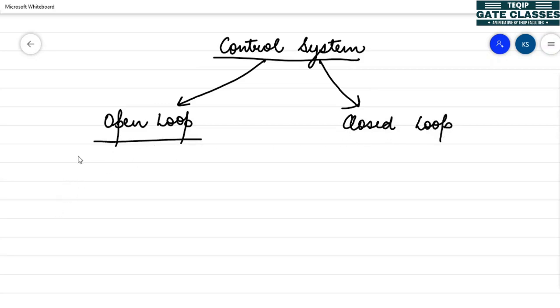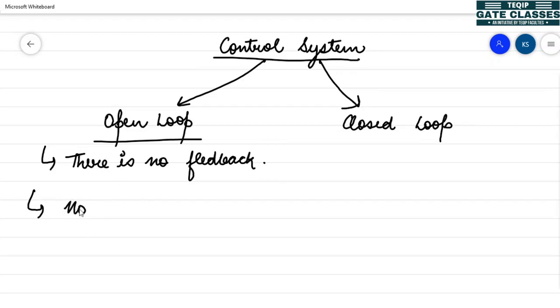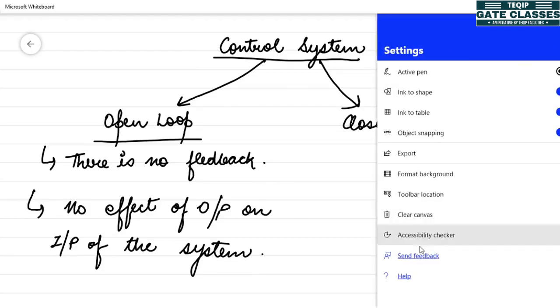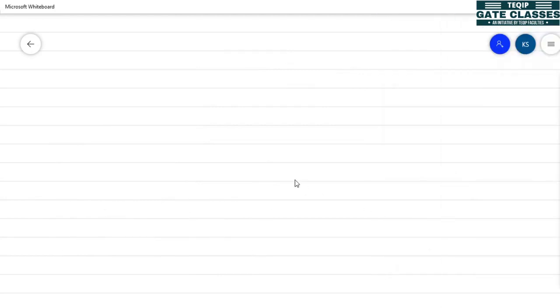In open loop control system, there is no feedback. So from output, we are not taking any feedback in open loop control system, or we can say there is no effect of output on input of the system. A block diagram representation of the open loop system is shown to you.